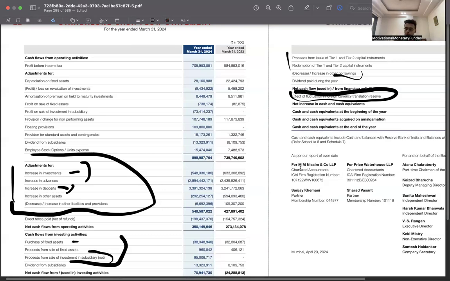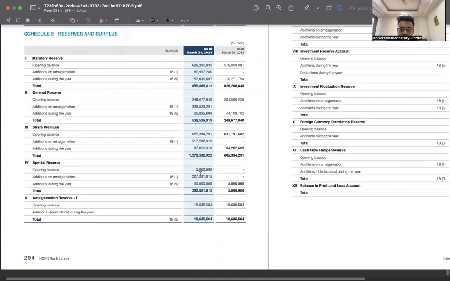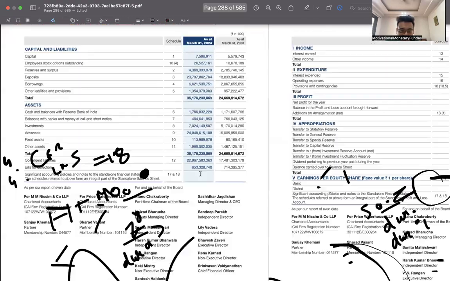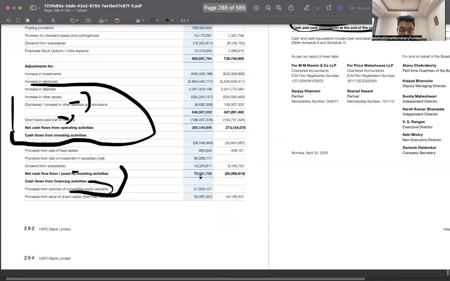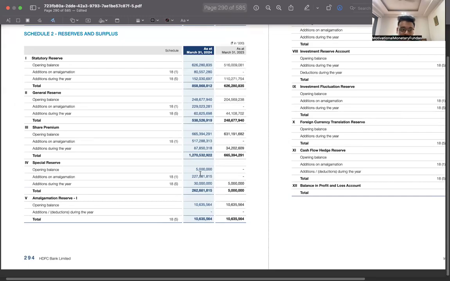Okay. So that is one thing. I've shared this financial statement with you already on the group. I'll be happy to share that once again if you don't have it.